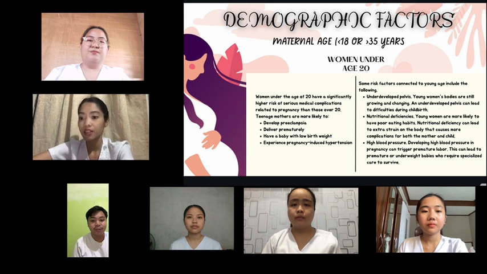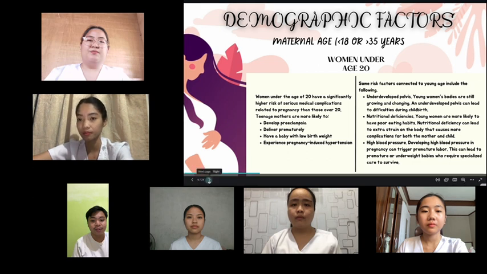Underdeveloped pelvis. Young women's bodies are still growing and changing. An underdeveloped pelvis can lead to difficulties during childbirth. Next is nutritional deficiencies. Young women are more likely to have poor eating habits. Nutritional deficiency can lead to extra strain on the body that causes more complications for both the mother and the child. Next is high blood pressure. Developing high blood pressure in pregnancy can trigger premature labor. This can lead to premature or underweight babies who require specialized care to survive.